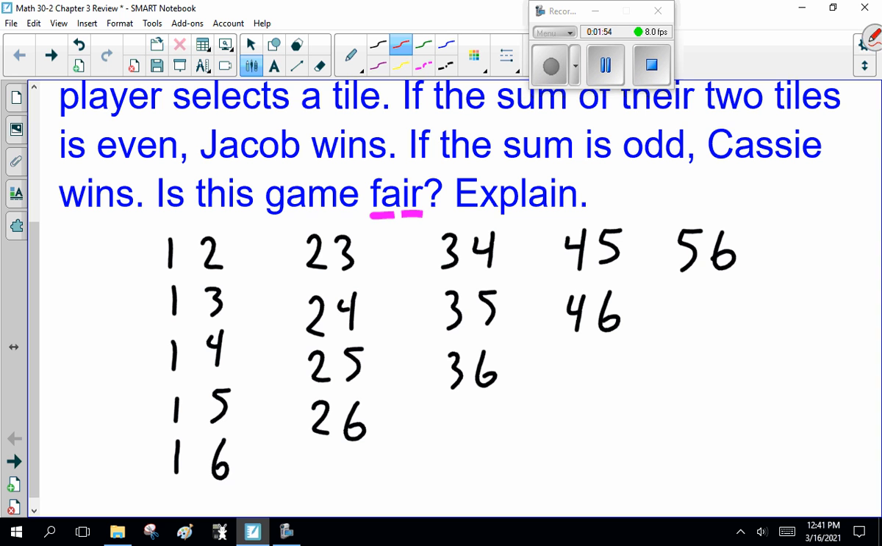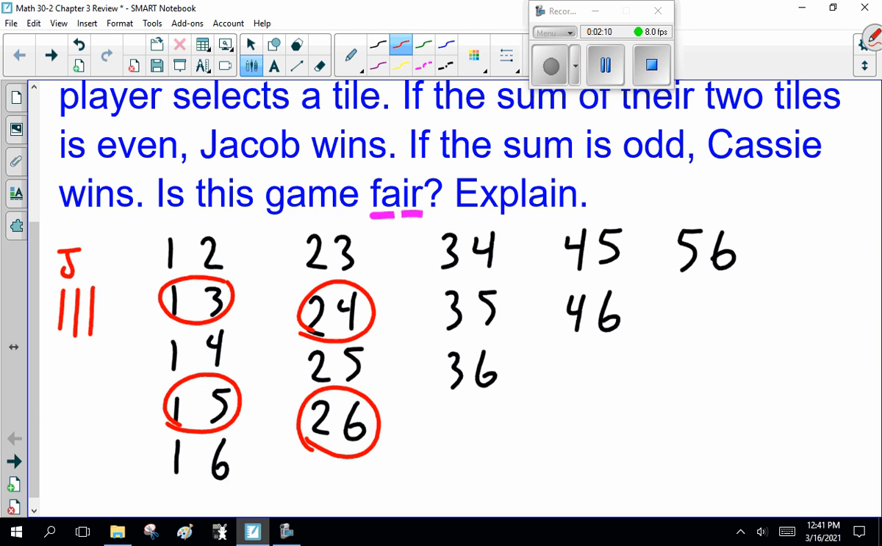So, Jacob wins if the sum is even. So, even, even, even, even, even, even.